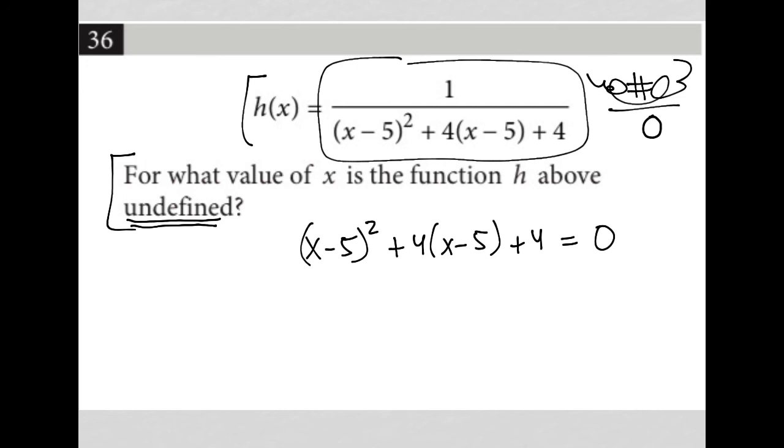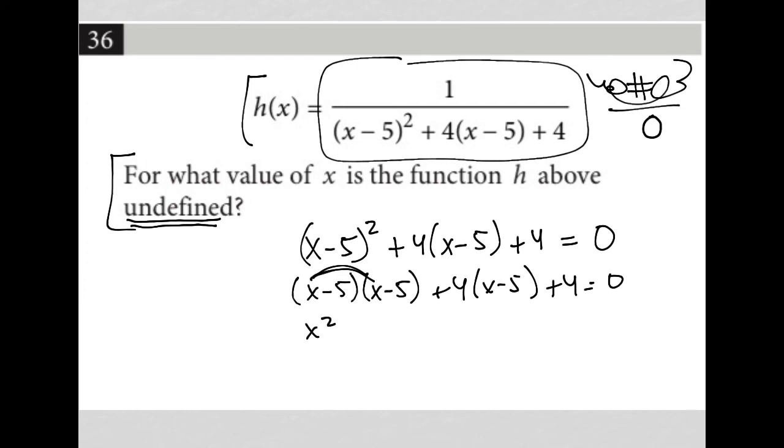So let's simplify this, okay? So x minus 5 squared, well, that's going to be the same as x minus 5 times x minus 5. So I'm going to just rewrite all this so we can see every single step here. And then I'm going to do FOIL here. So x times x is x squared. X times negative 5 is minus 5x. Negative 5 times x is another minus 5x. And negative 5 times negative 5 is a positive 25.